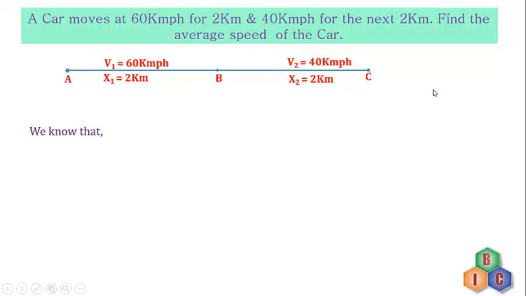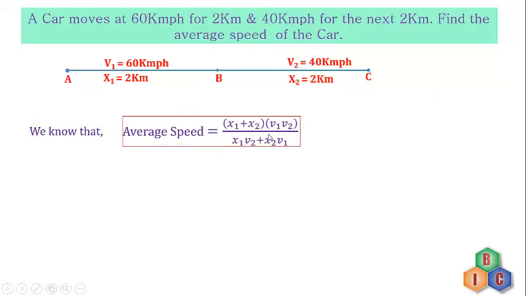We know that the average speed is given by the formula (x1 plus x2) into v1 v2 divided by x1 v2 plus x2 v1. You know what x1 and x2 are. x1 is the distance traveled in the first portion of the journey. x2 is the distance traveled in the second portion of the journey. v1 is the velocity during the first portion and v2 is the velocity of the body during the second portion.